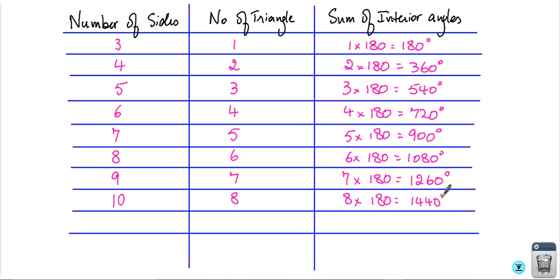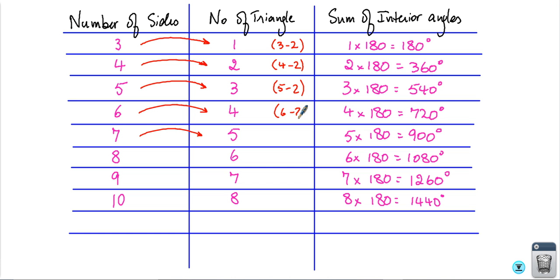Now, look what's happening from here to here. What can I say? I can say that the number of triangles is always 2 less than the number of sides. This is 3 minus 2. This is 4 minus 2. This is 5 minus 2. This is 6 minus 2. This is 7 minus 2. This is 8 minus 2. This is 9 minus 2. This is 10 minus 2.